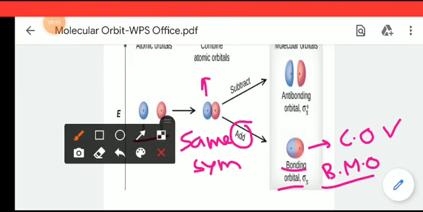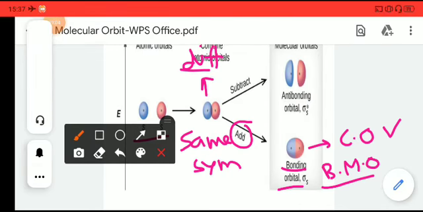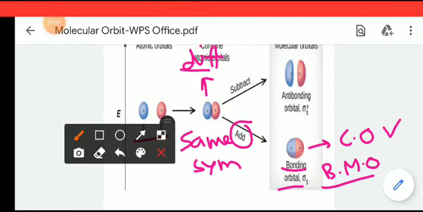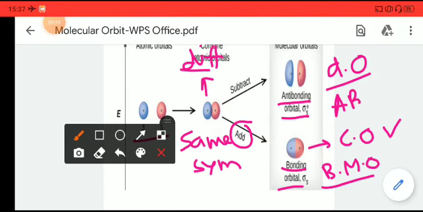But suppose the symmetry is different between the two atomic orbitals, then what happens? They will get a subtractive overlap. As the subtractive overlap is going on, there will be a destructive overlap, and the molecular orbital formed in the destructive overlap is called the antibonding orbital, or ABMO, antibonding molecular orbital.